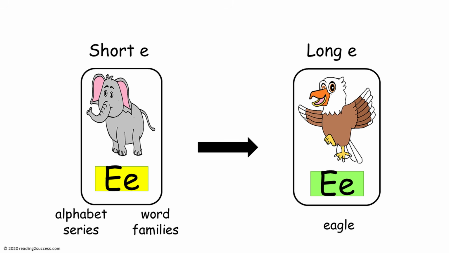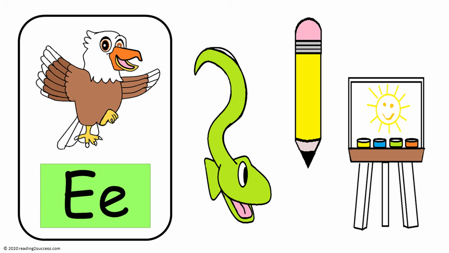Elephant was used for both the alphabet series and word families. And now we're going to use eagle for our long E. Remind kids that the long sound says its name. E is for eel, eraser, and easel.